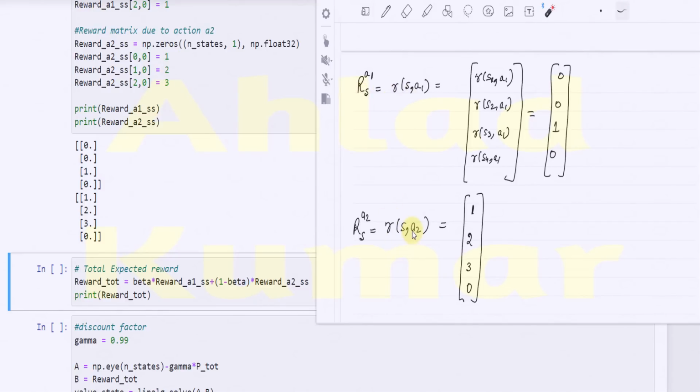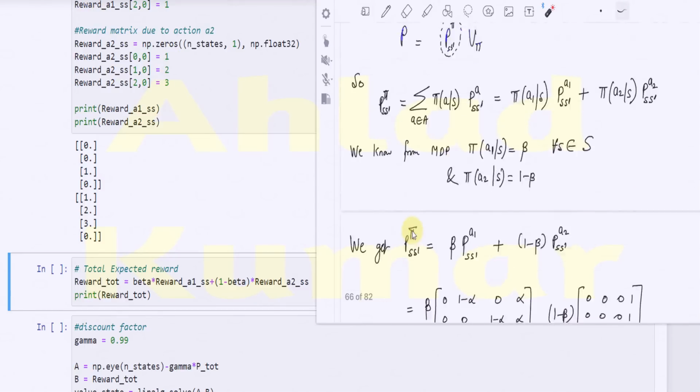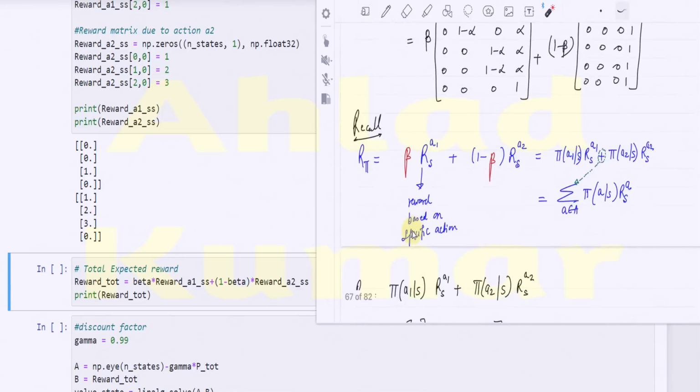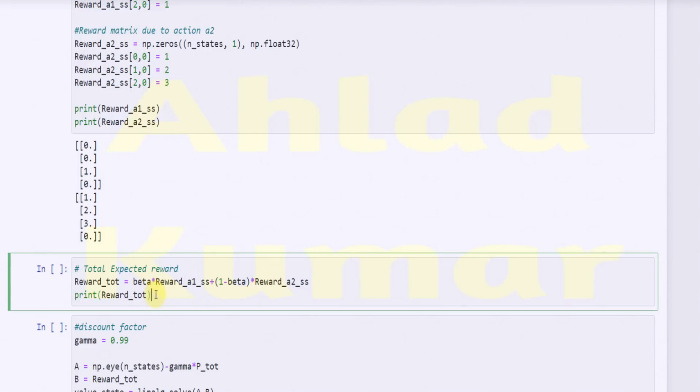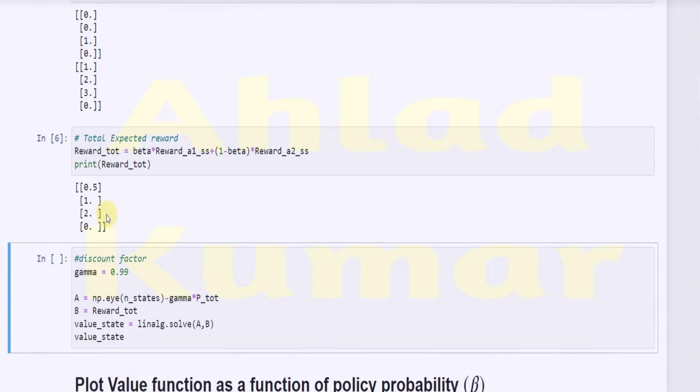Now again, as discussed earlier, our rewards will also be weighted by the policy factors which are given over here. These rewards are specific to actions and they are weighted by the specific policy. That's why we call this rewards based on a specific policy pi. So we are doing this summation over here, which is implementing this particular equation. Let's run this and see what we get. This is the effective reward that we are getting here.